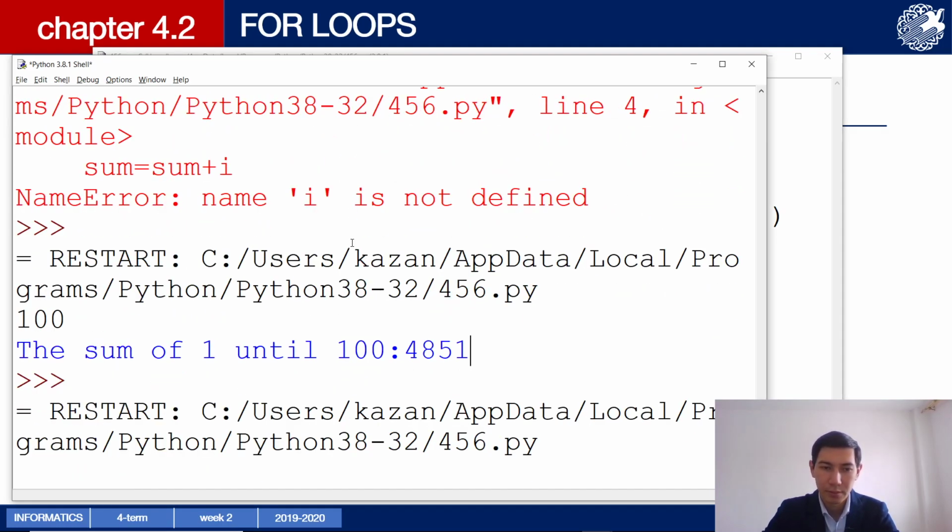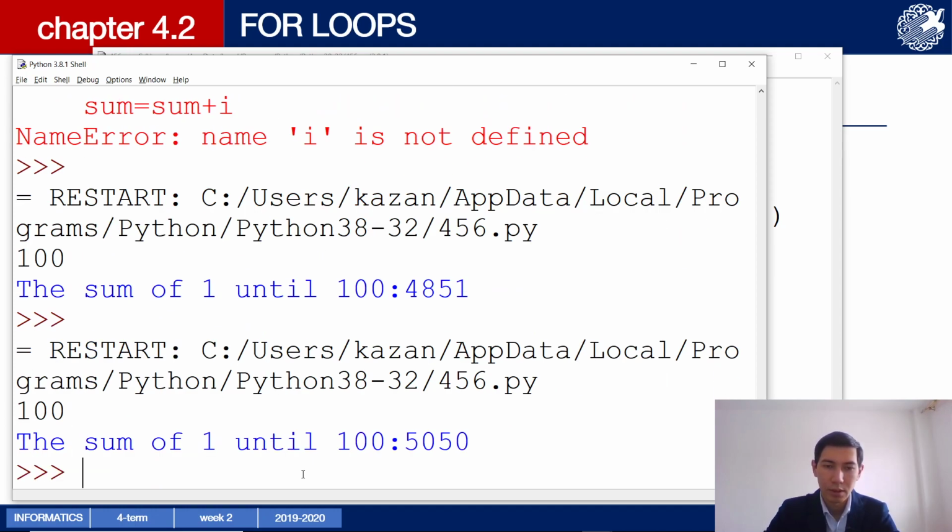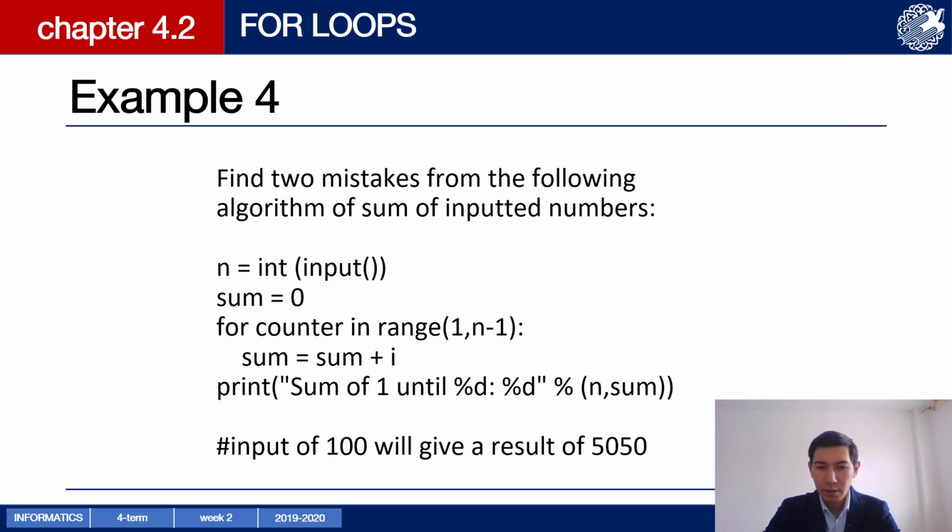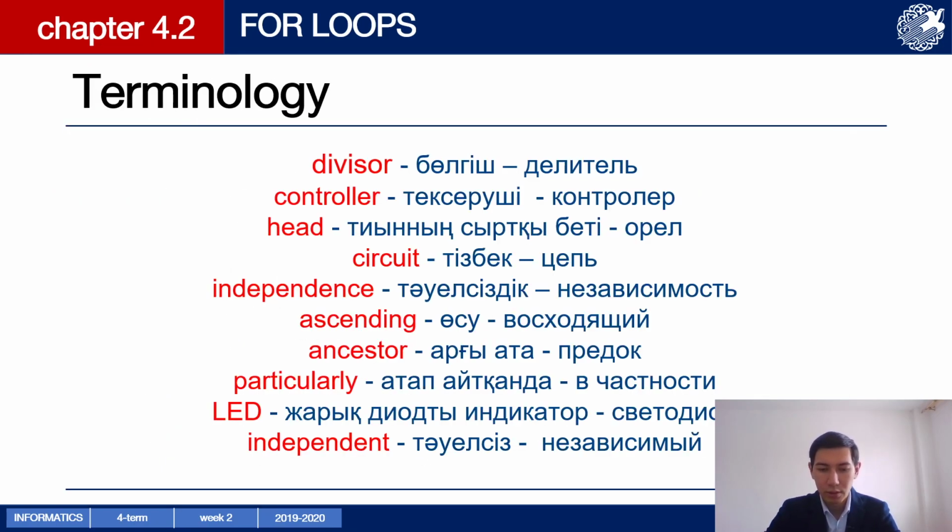Let's check whether our program is correct. Okay, again 100. Voila, we have 5050 as our sum. Okay, so we have done well today.